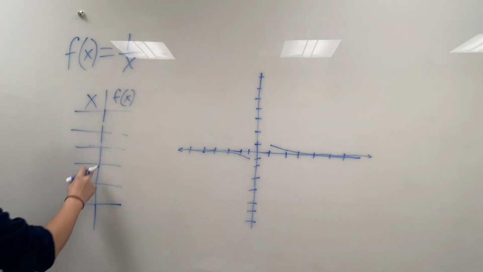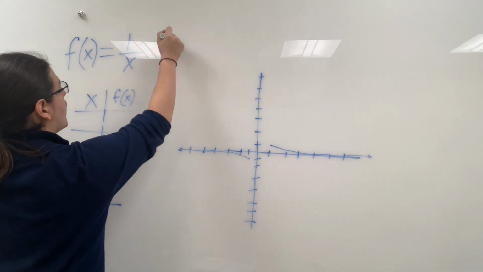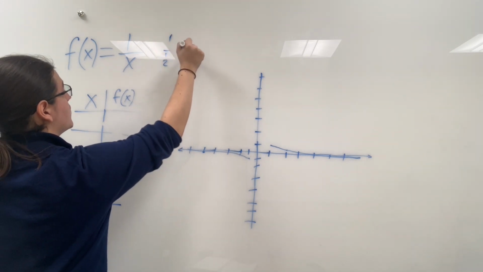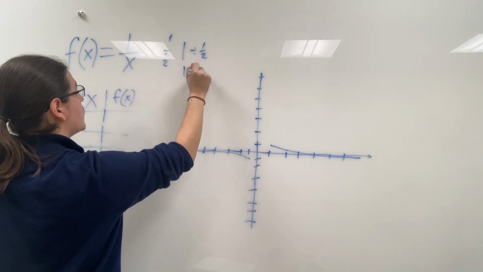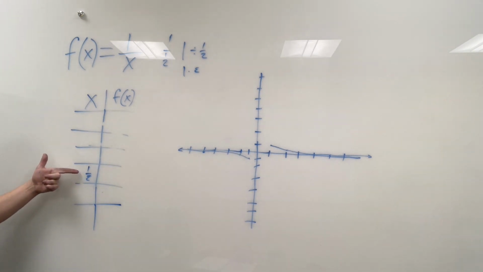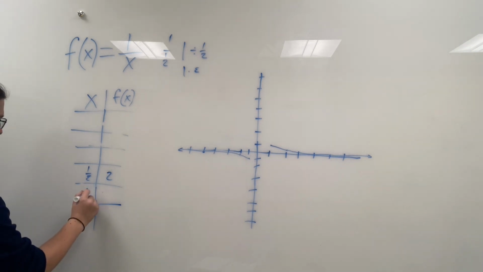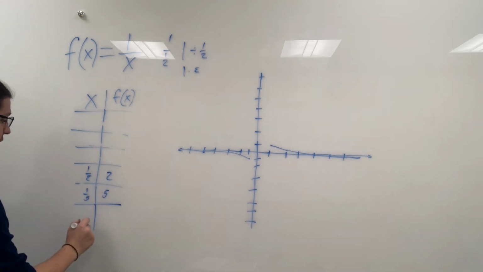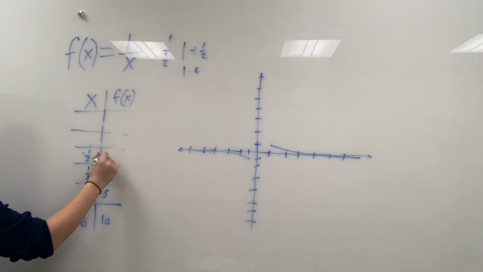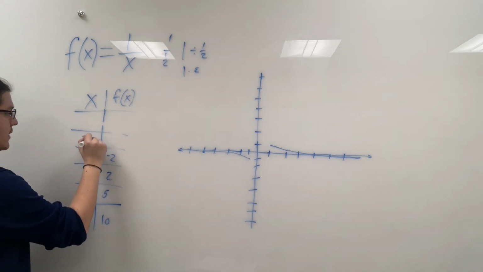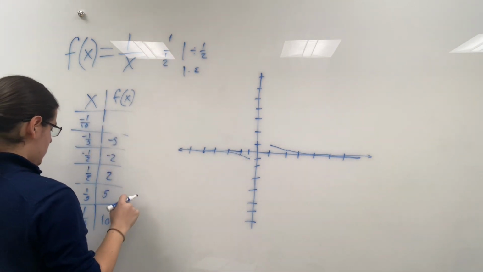Okay. So from the positive side, let's put in 1 over 2. If we have 1 over 1 over 2, that's the same as 1 divided by 1 over 2. Flip it over. 1 times 2. So we put in a rational input, it's just going to flip it around. So 1 over 2 is going to be 2. 1 over 5 is going to be 5. 1 over 10 is going to be 10. -1 over 2 is going to be -2. -1 over 5 is going to be -5. And then -1 over 10 is going to be -10.